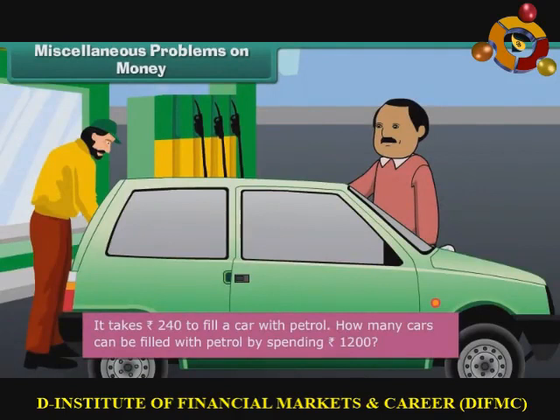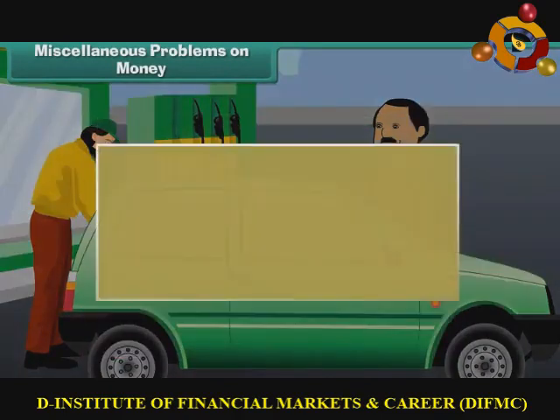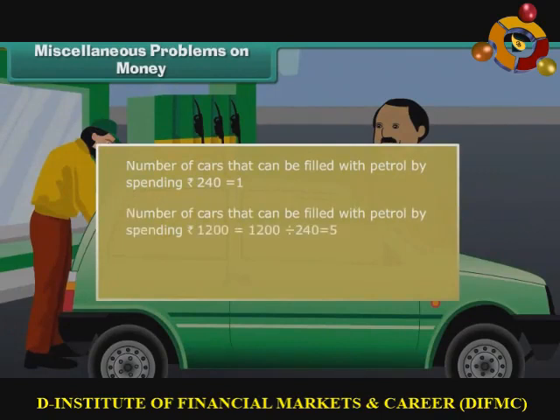It takes 240 rupees to fill a car with petrol. How many cars can be filled with petrol by spending 1,200 rupees? Number of cars that can be filled with petrol by spending 240 rupees is equal to 1. Number of cars that can be filled with petrol spending 1,200 rupees is equal to 1,200 divided by 240, that is 5. 5 cars can be filled with petrol by spending 1,200 rupees.